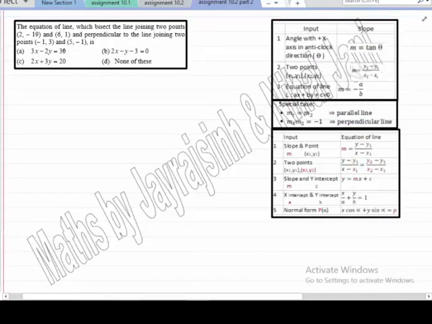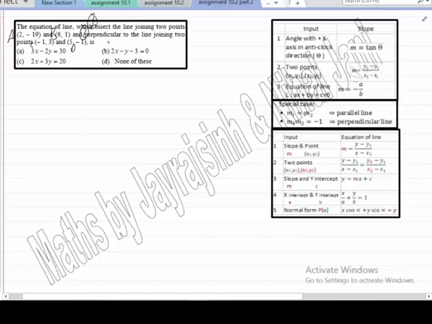Let's see the next question. We have to find the equation of a line which, first, bisects the line joining two points A and B, and second, is perpendicular to the line joining C and D. Okay, let's deal with them one by one.